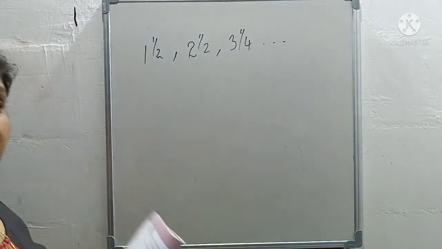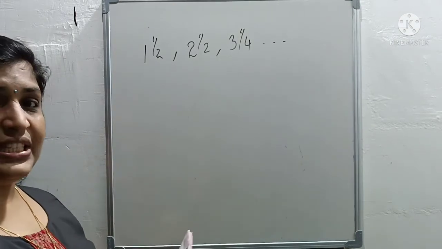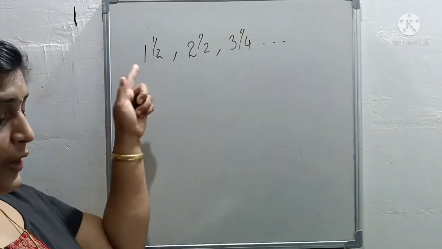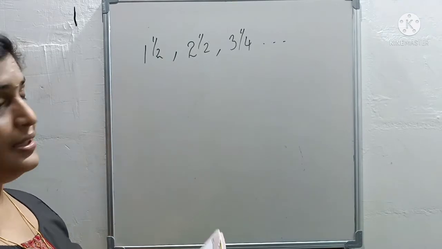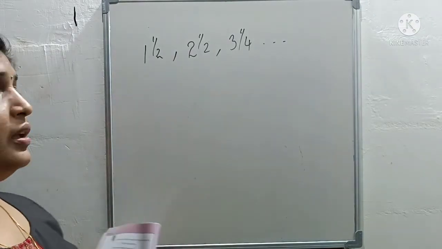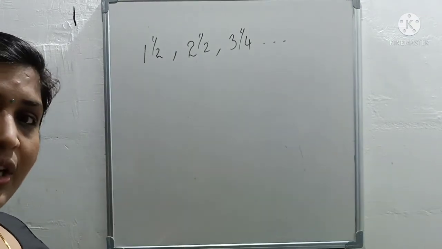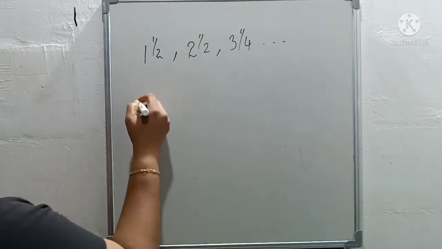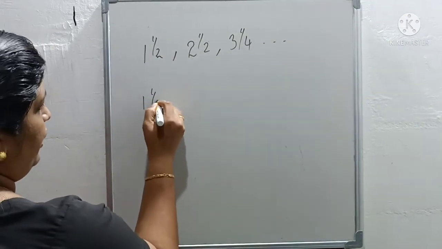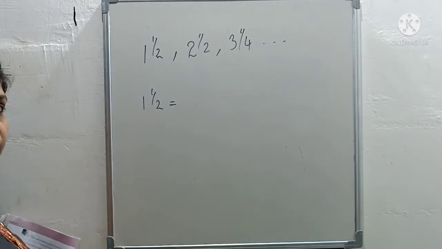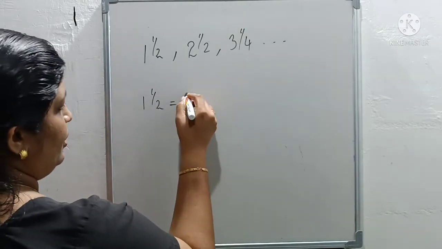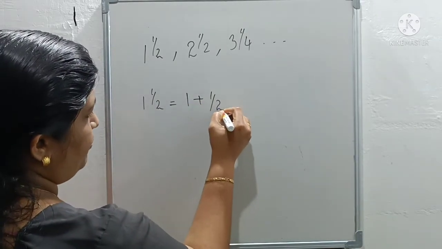Okay, then we need to find out, is there any simple method to calculate the square of these types of numbers? And we need to explain that using algebra. So here I am going to take the first number, 1 1/2. What is it actually? It is actually 1 plus half.